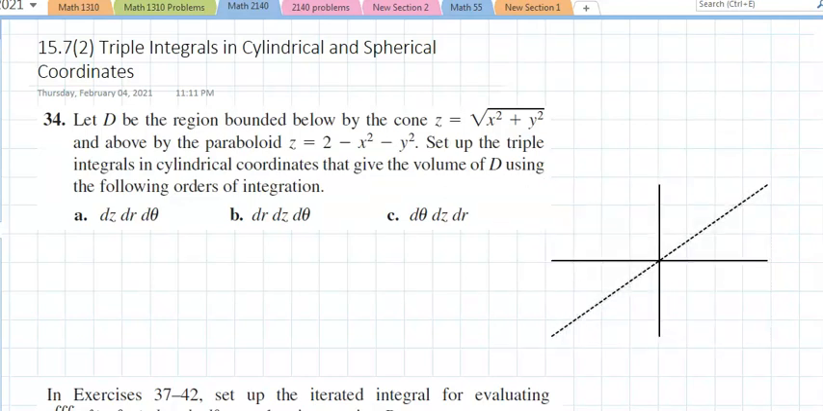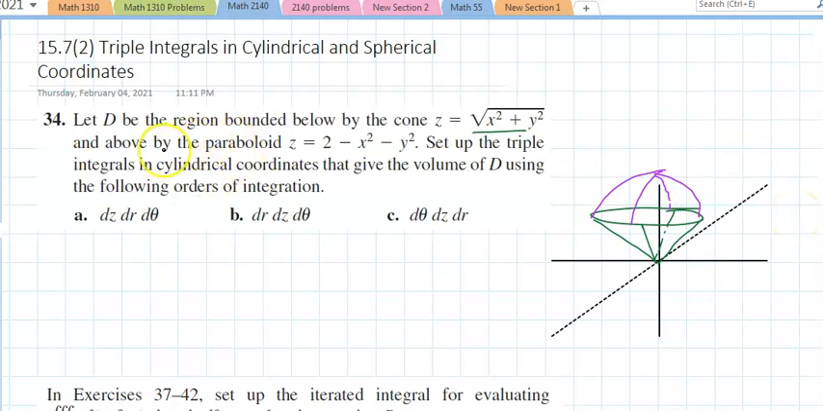So first, I need to figure out what this shape looks like. Z equals the square root of x squared plus y squared. That's really a cone. So that's something like this. And above it is bounded by a paraboloid, so you're running something like this. Like an ice cream cone, so to speak. There we go. So it depends on how you're looking at this.